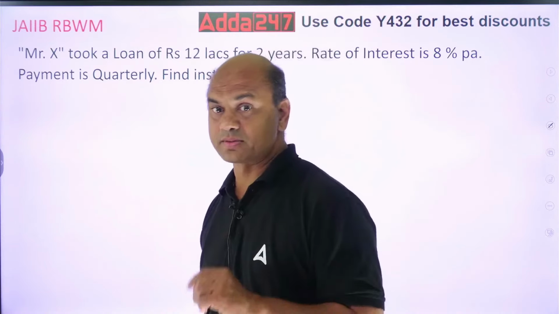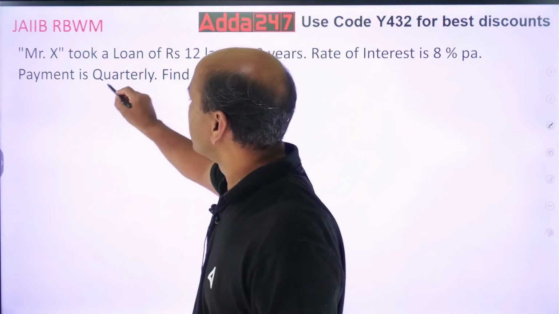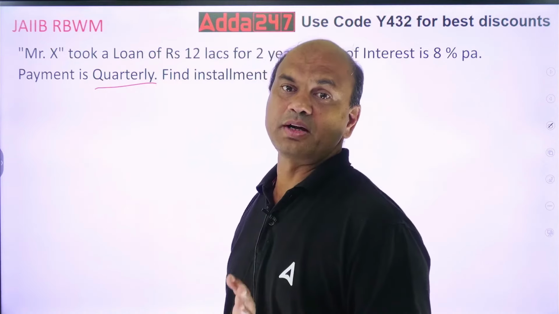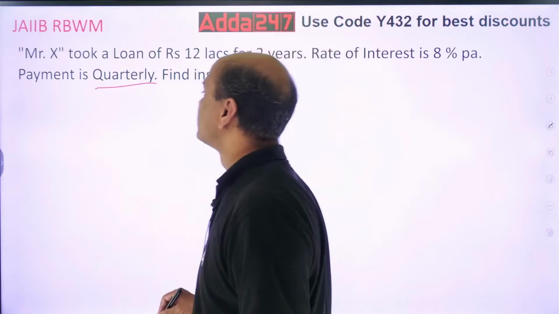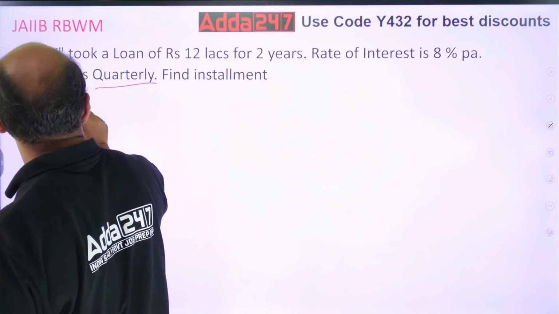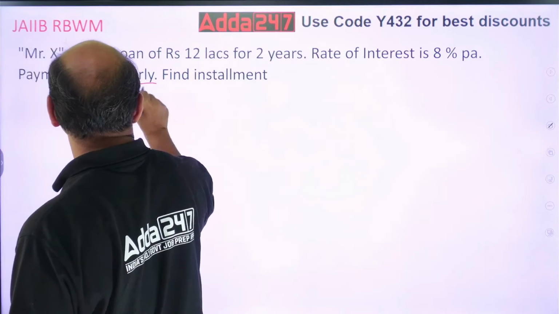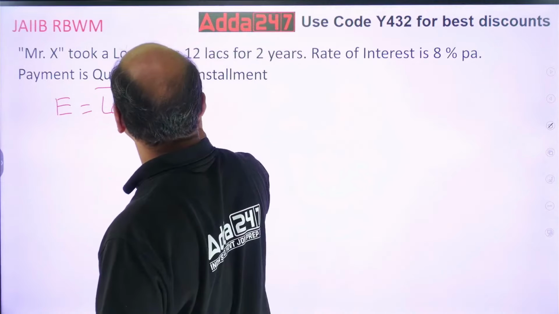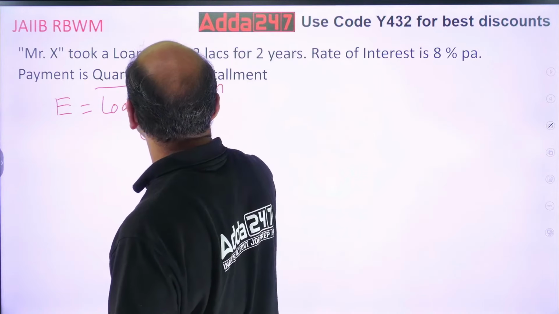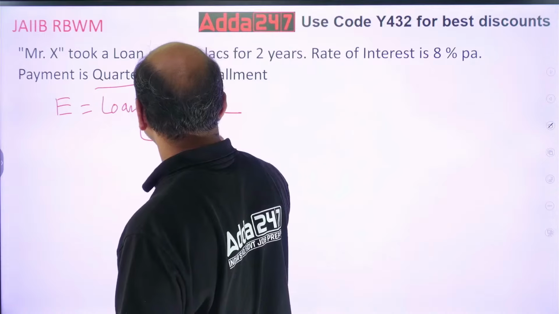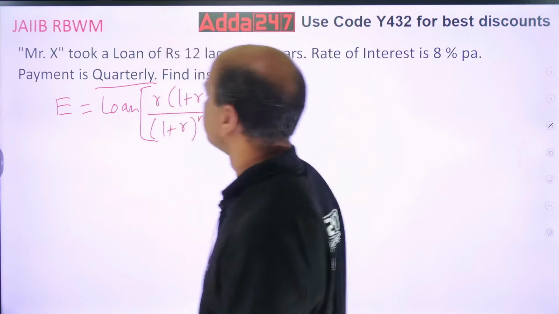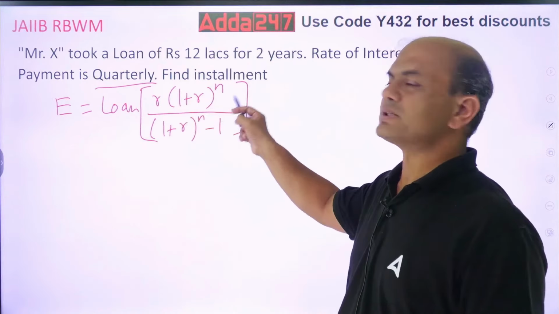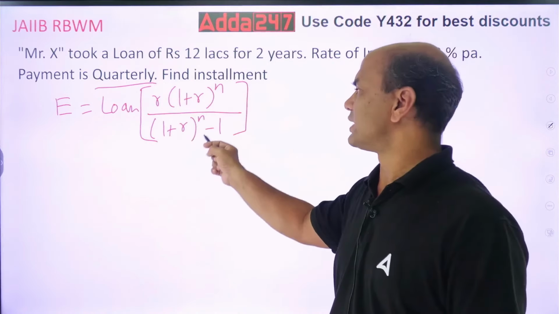Now installment formula is, kindly note a few points over here. Payment is quarterly, so whatever R you get, you will have to divide it by 4. I'll show you. First, EMI equals loan amount into R into (1 plus R) raised to n, the whole upon (1 plus R) raised to n minus 1. Loan into R into (1 plus R) raised to n upon (1 plus R) raised to n minus 1.